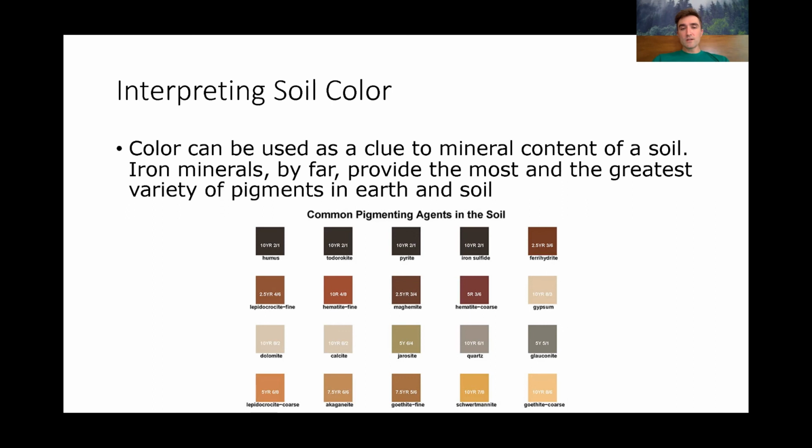So this table down below is showing common pigmenting agents in the soil. You can see they range from reddish to yellows to grays and white, and even dark, almost black, in the instance of humus. But notice above the names of each mineral, we have the color code, and this is according to the Munsell chart. So we have our hue, our value, then the slash, and then the chroma, with each of our different chips representing the colors of different minerals.